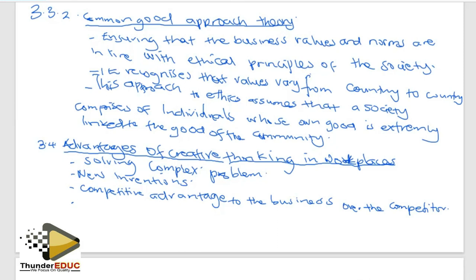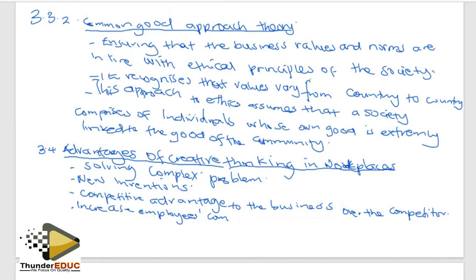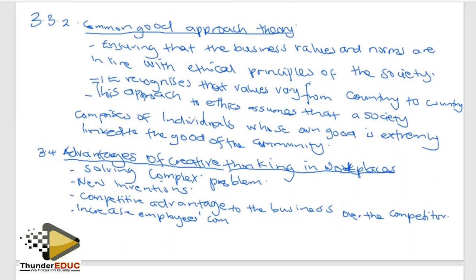It also increases employees' confidence, as they have come up with something very new. Confidence for sure, not competence. Yes, because they have managed to come up with something new and different. Very important for creative thinking.